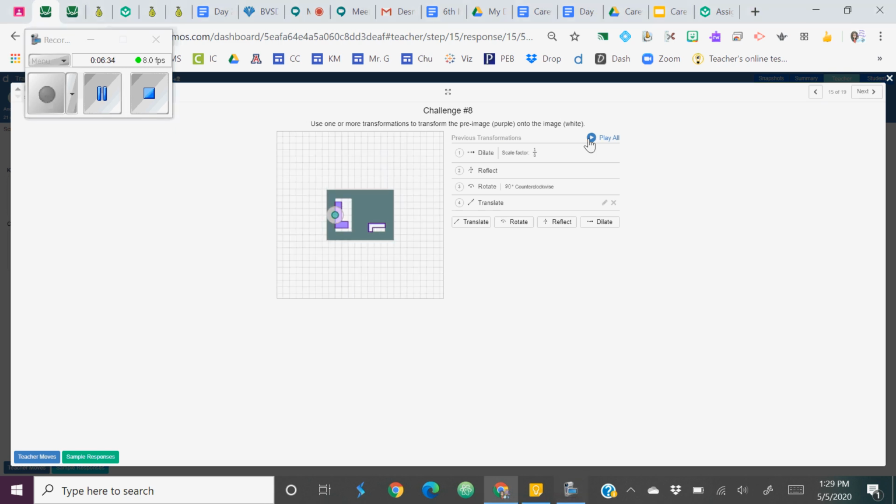And here's one more solution. So dilate, reflect, rotate. It's so little, it's kind of hard to see. Oh, I don't think that one worked. Oops, so that one didn't work. So just the other 2 were the more common ones. There were quite a few long ones.